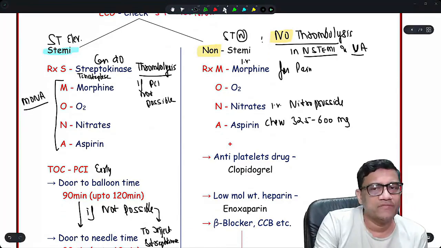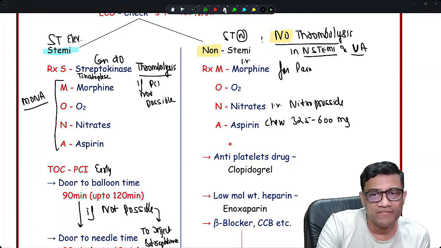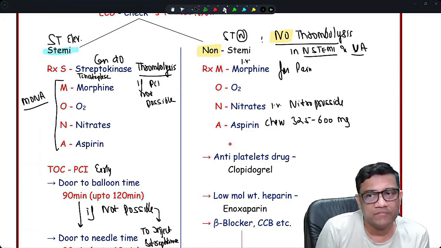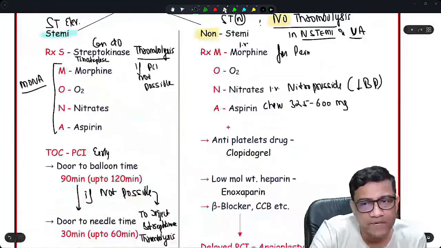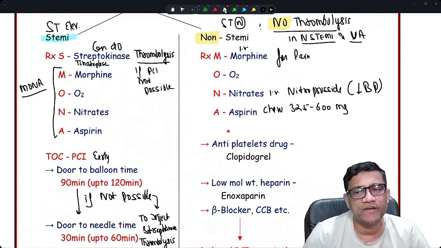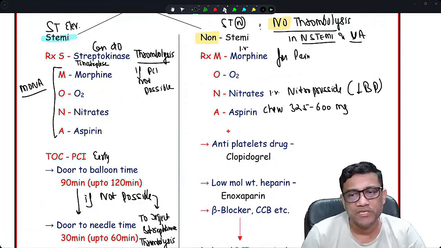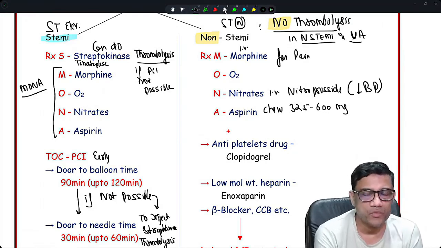So what are we giving? We give morphine for pain, then oxygen, then IV nitrate or nitroprusside, basically to decrease the BP and cause vasodilation. But remember, avoid it in inferior wall MI. And aspirin we give in chewable form, 325 milligram is the dose. Are you clear?